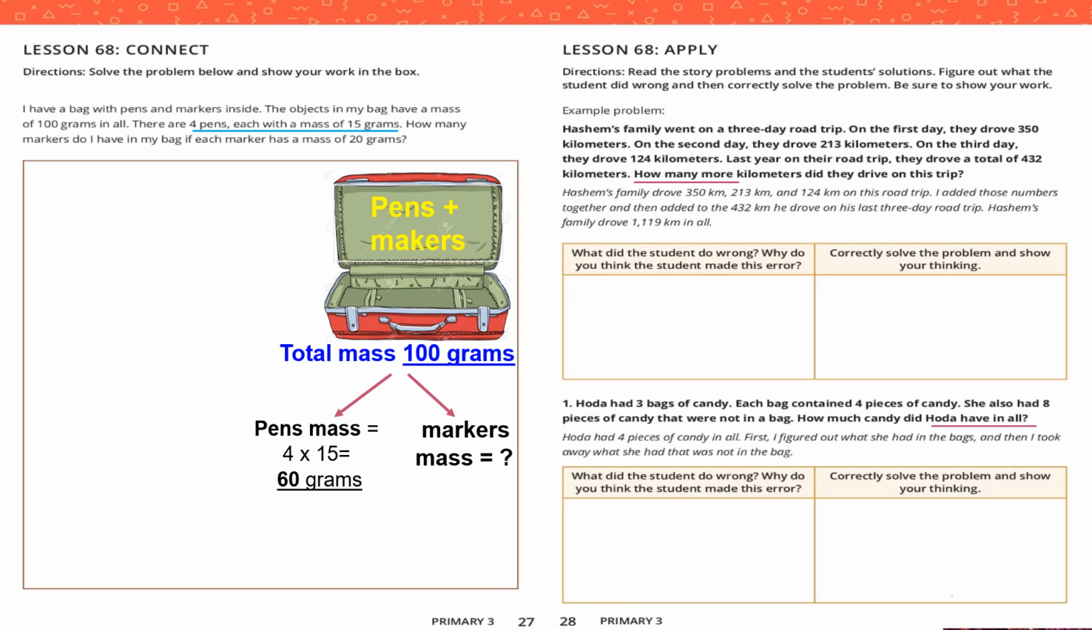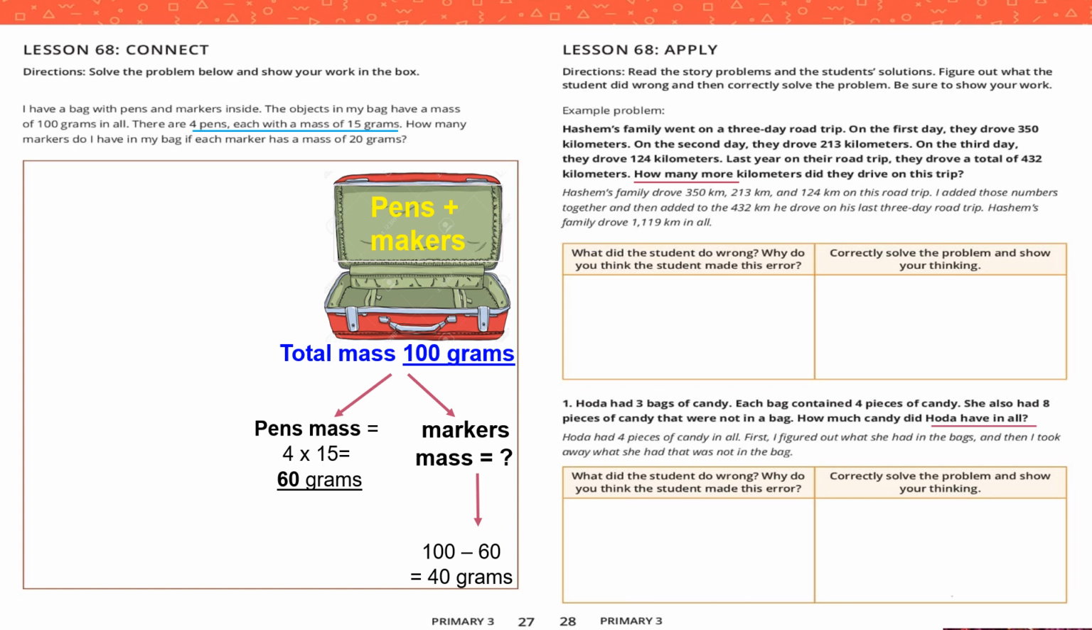We want to know now the markers' mass. Each marker has a mass of 20 grams. So for the total mass of markers, I will subtract the mass of pens from the total mass, which is 100, because the total mass contains pens and markers. I know pens, but I don't know markers. So I will subtract 100 minus 60 equals 40 grams. So the mass of markers is 40 grams.